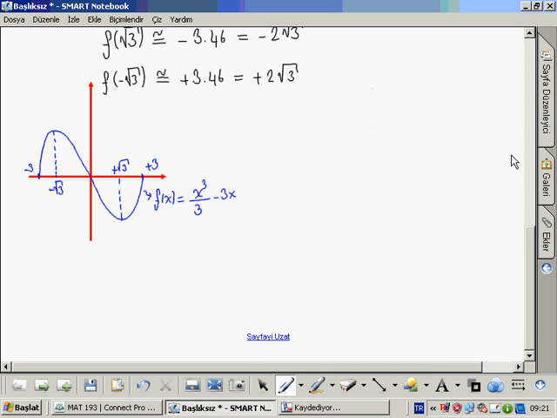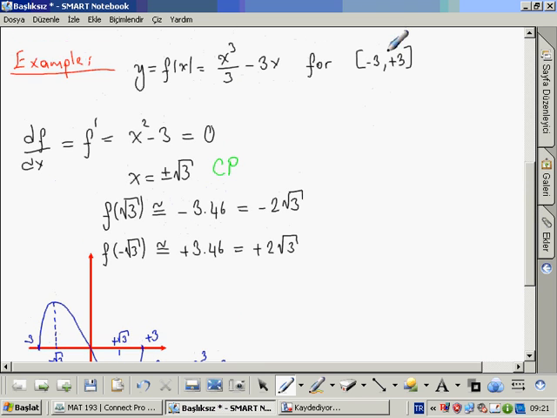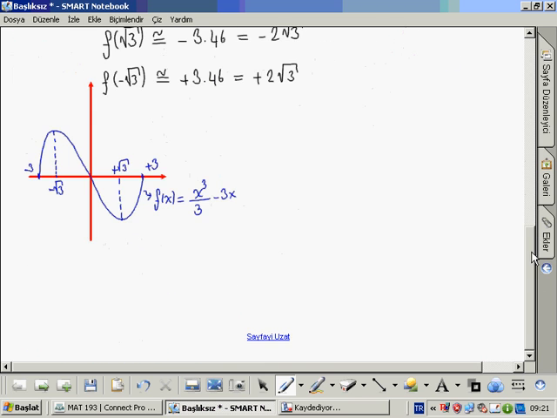Let's talk about the endpoints of this function, which are minus 3 and plus 3, of course. So what can we say about that? At the endpoints, f of minus 3 equals 0, and f of plus 3 equals 0.